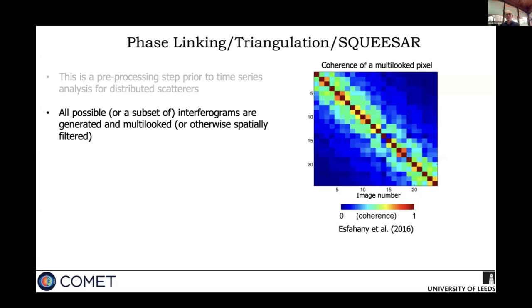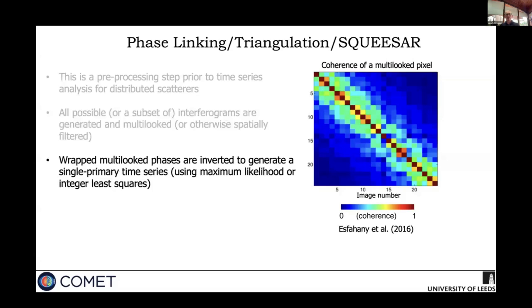Then you can take this coherence matrix and compress it. What you actually do is invert all of these phases to get a single primary time series instead, as we do in the small baseline approach. But in the small baseline approach, we do it after processing, after phase unwrapping and so on. In this case, it's done earlier, on wrapped phases, and not just on small baseline interferograms. There's actually information in all interferograms, although as you completely lose coherence, the information becomes very minimal. So you make more interferograms and, based on the wrapped phase, invert for a single master time series. That's the pre-processing step.